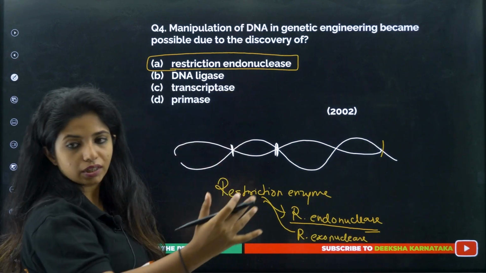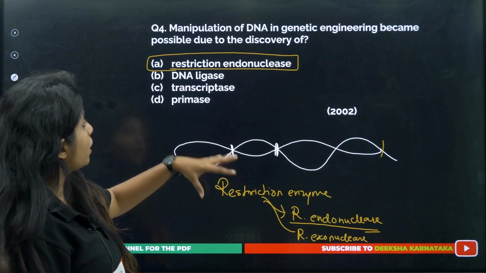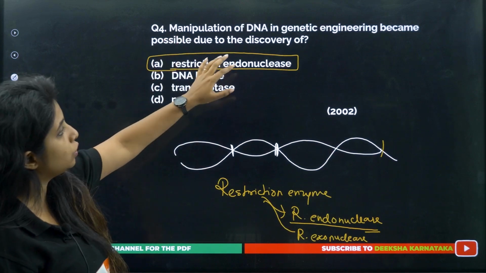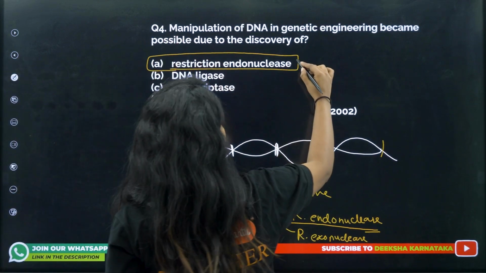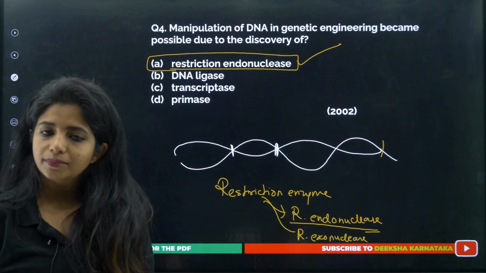It is not within, it is outside. So it will be restriction endonuclease. Manipulation of DNA in genetic engineering became possible due to the discovery of what, children? Restriction endonuclease. This becomes the correct answer.